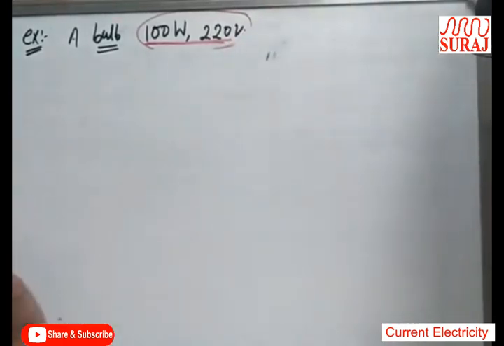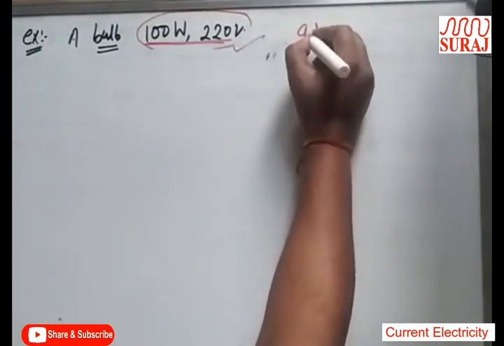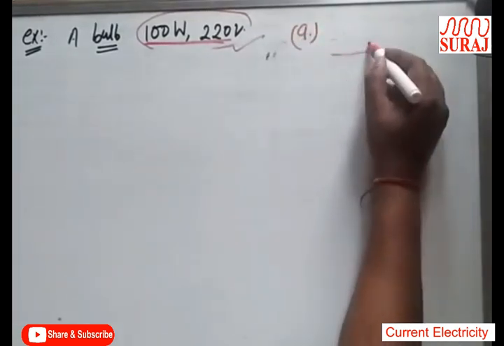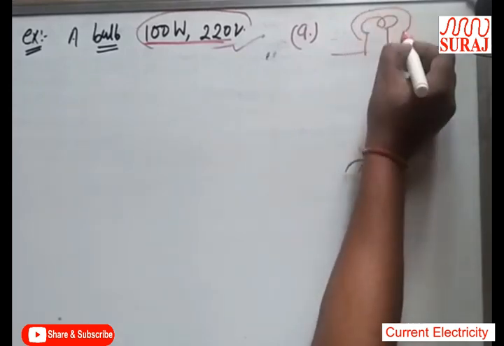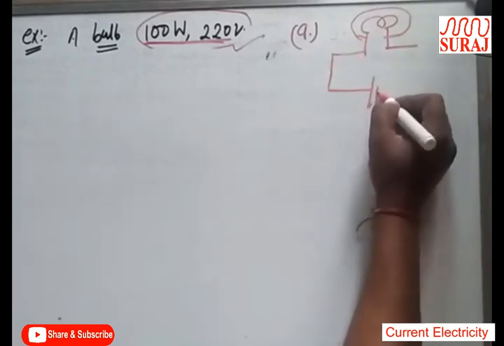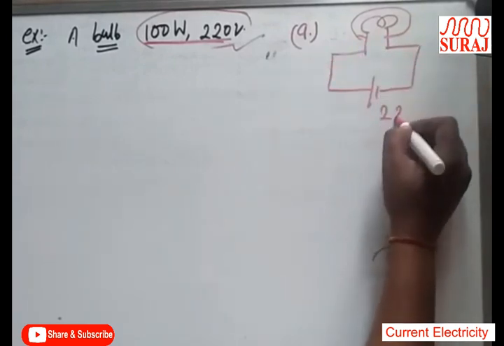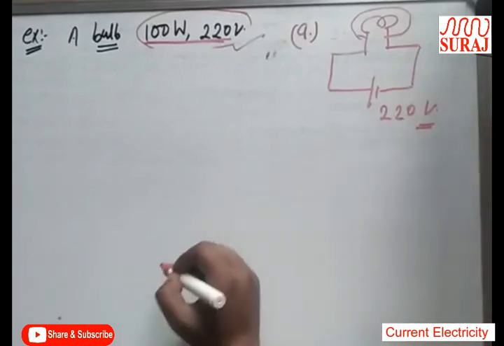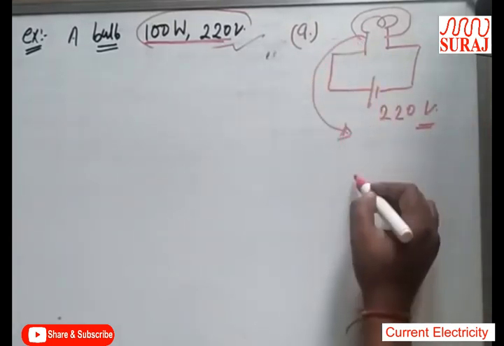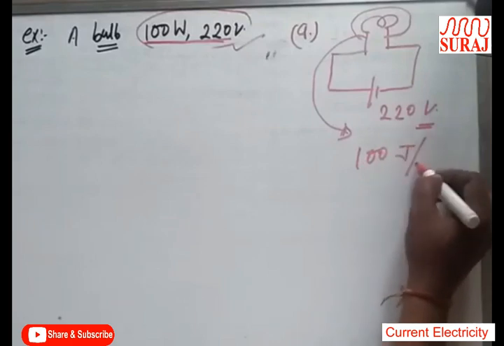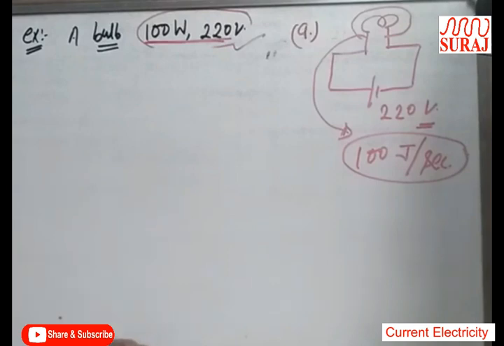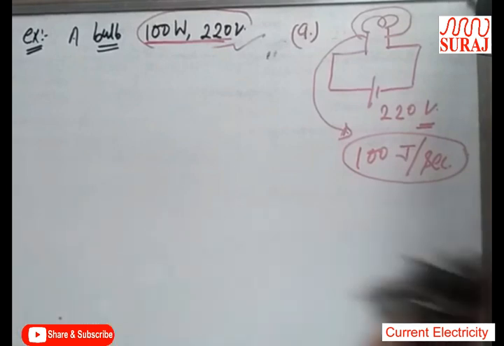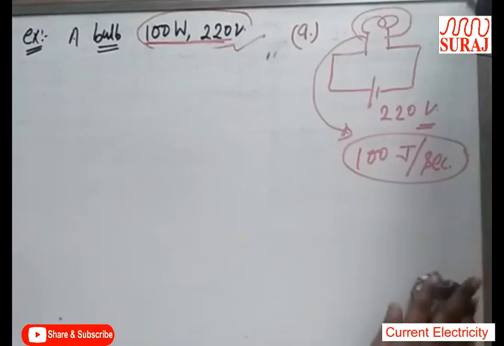What is the meaning of this 100 watt and 220 volt? It means a bulb of this specification, when connected with a 220 volt power supply, will consume 100 joule of energy per second, or will dissipate 100 joule of energy per second. This is the meaning of the rating of any instrument used.